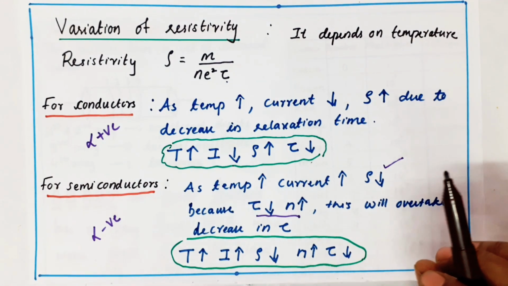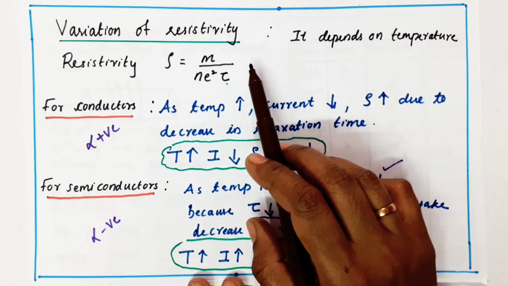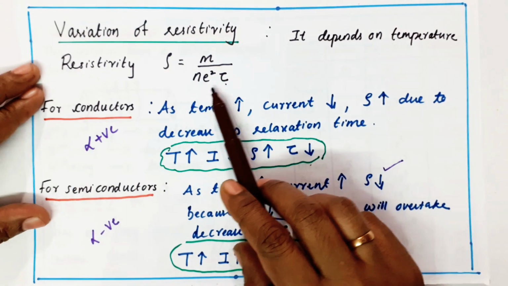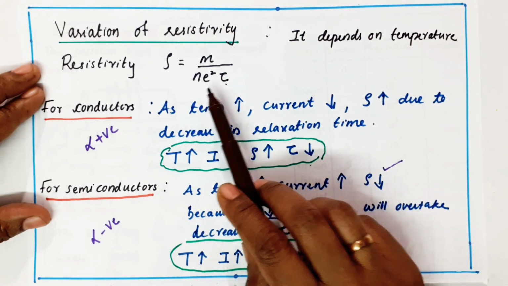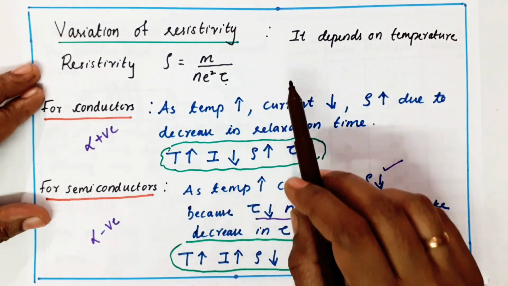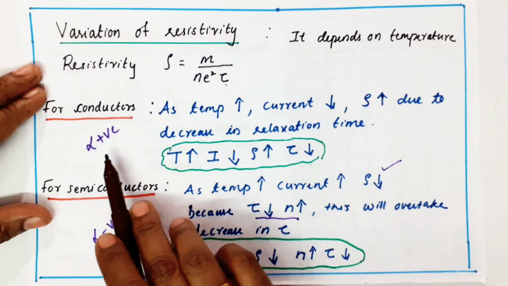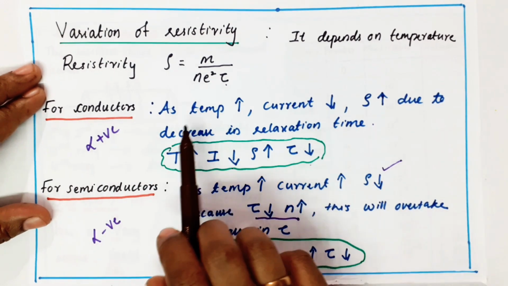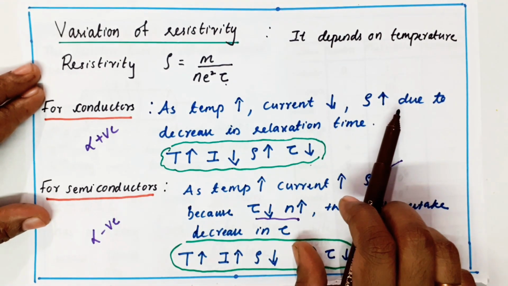Now, in the previous video, I derived an equation for resistivity. You watch the part 2 video. In that, I discussed the resistivity as rho equals m by N e square tau, where m is the mass of the electron, n is the number density, e is the electronic charge and tau is the relaxation time. And just now I told you the resistivity depends on the temperature. So this is the variation of resistivity for conductors and semiconductors. If you take a conductor, as temperature increases, the current gets decreased because the resistivity increases.